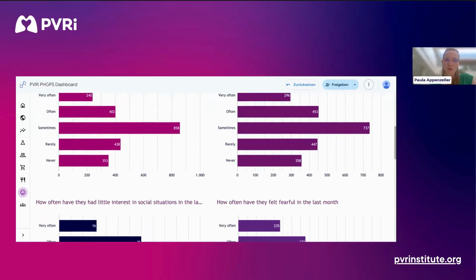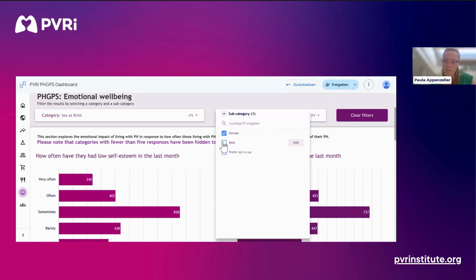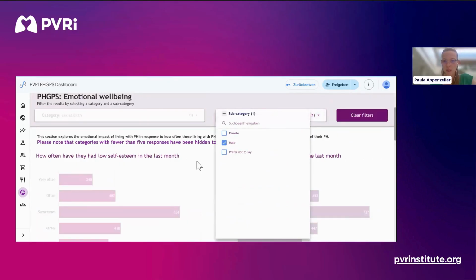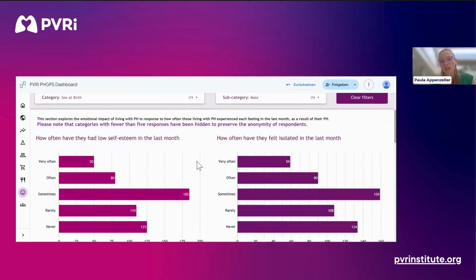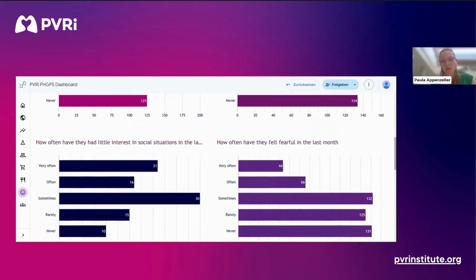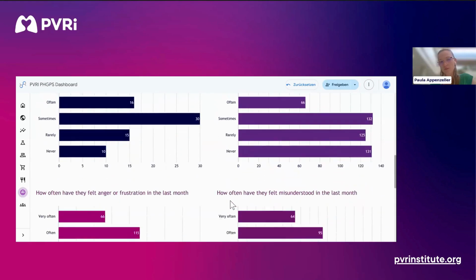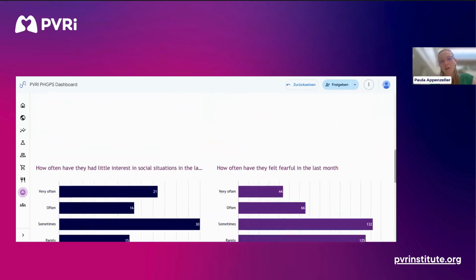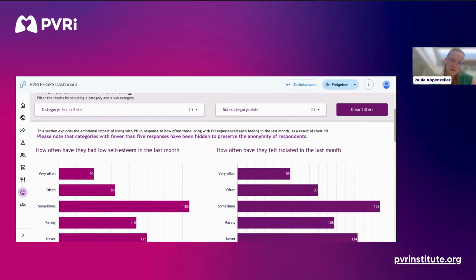If we now switch to male and take out the female, we can see that these responses change, and the options never and rarely become more frequent. This is true for all the different sub-questions. So this is an example of how you could use a more general view of the PHGPS to answer some of the mental health questions. Obviously, you can also filter all of these sections by country or by region, but you can't filter for two categories at the same time.